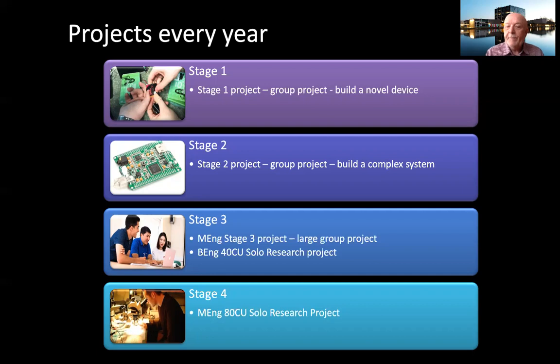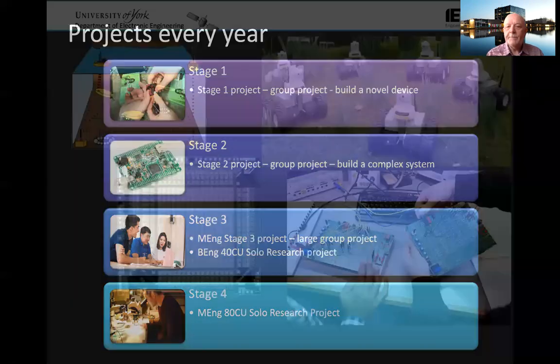Then in stage 3, year 3, if you're on the MEng, a 4-year program, there's a very large software group project. And then in the BEng, you do a solo project, which typically is led by one of the research groups, or maybe academics working in research groups. And then in stage 4, if you're on the MEng, it's an 80 credit, so a very large solo project, again, typically based in one of the research groups. So for us, I think it's really important that students get project work in all years and learn how to work in groups, so learn how to work together on big tasks and big projects.